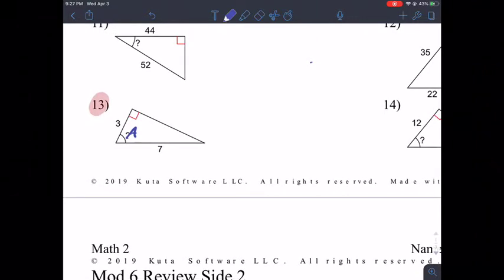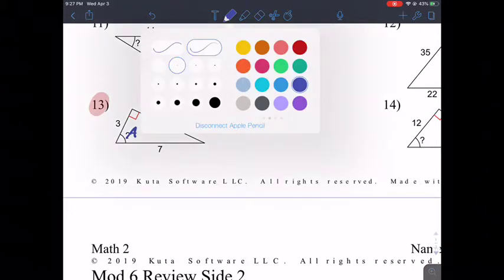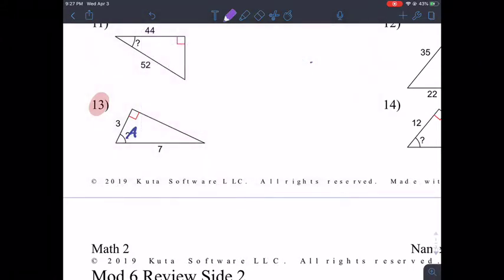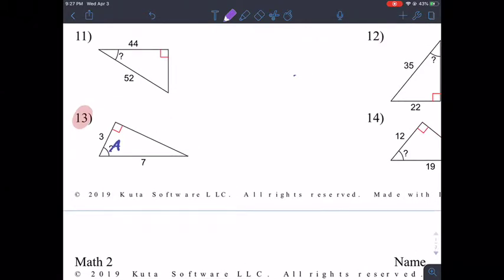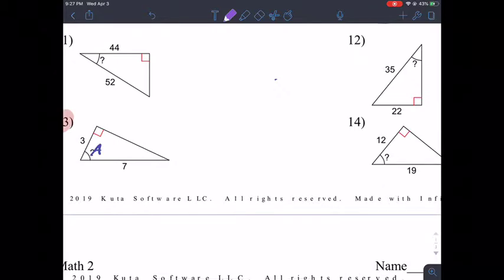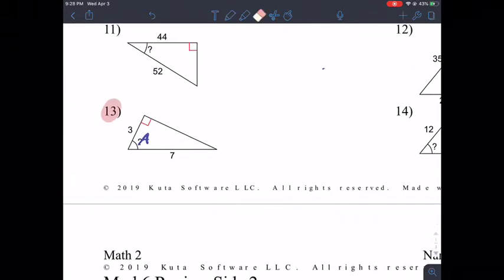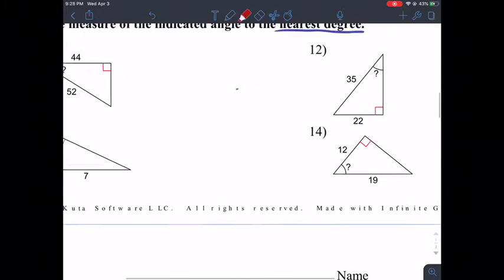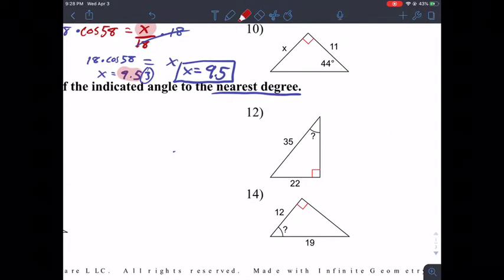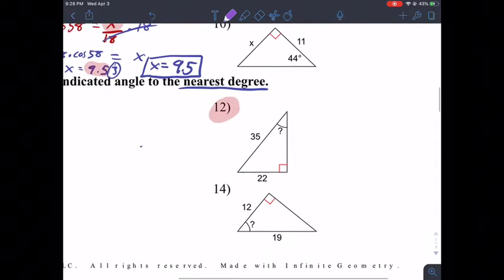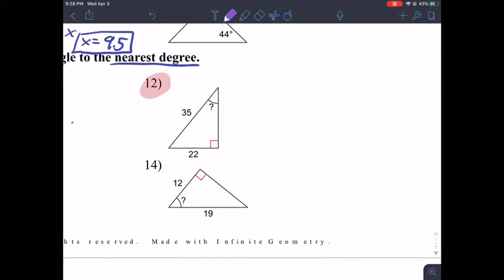So for 13, I want to find angle A, and all I know is that 3 is there and that's 7. Actually, I'm not going to use this one. I'm going to do 12, because 13 is very similar to the one we just did. So I'm going to use 12. Again, call it A. So I want to know angle A.